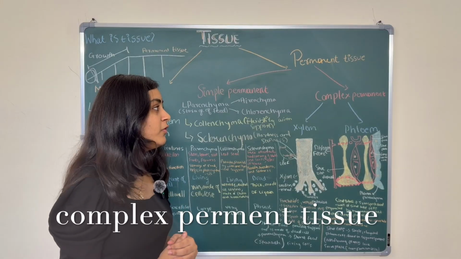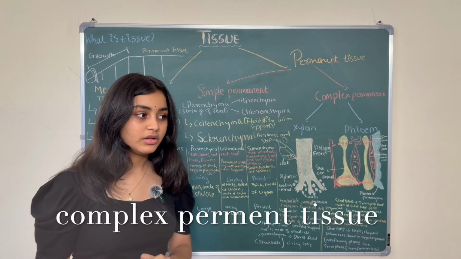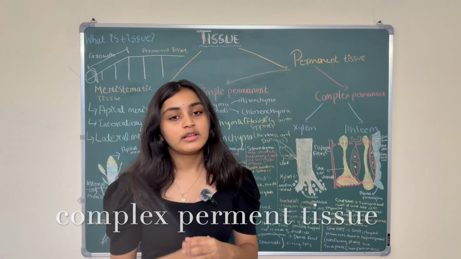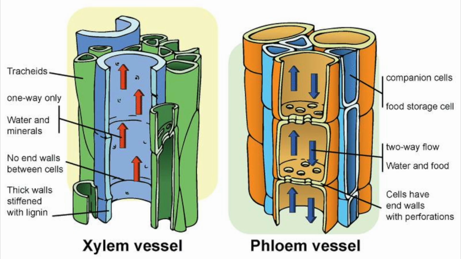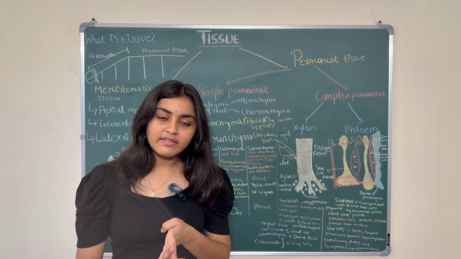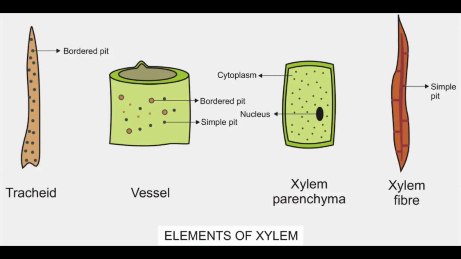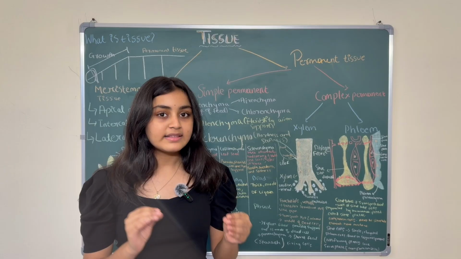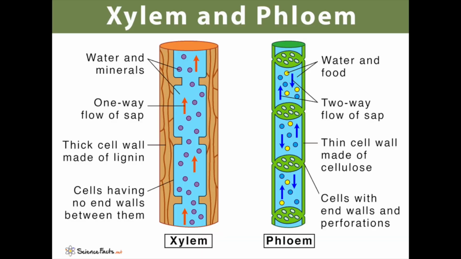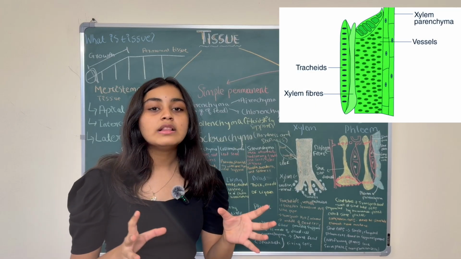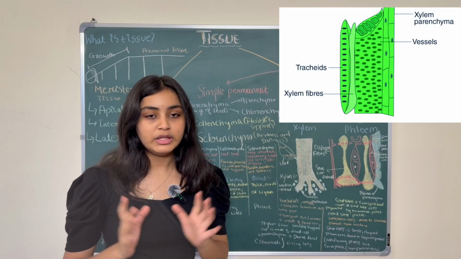Now we will further move on to complex permanent tissue. Right. Complex permanent tissue is again further divided into two types, the xylem and the phloem. Xylem is again further divided into four components: tracheids, vessels, xylem parenchyma, and xylem fibers. The main work of tracheids and vessels is that they are tubular structures that act like a pipe, and transport all the water and minerals to all the parts of the plant.